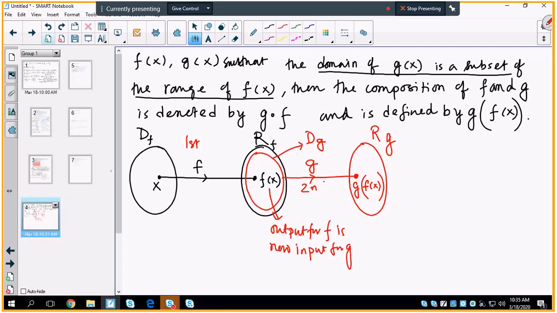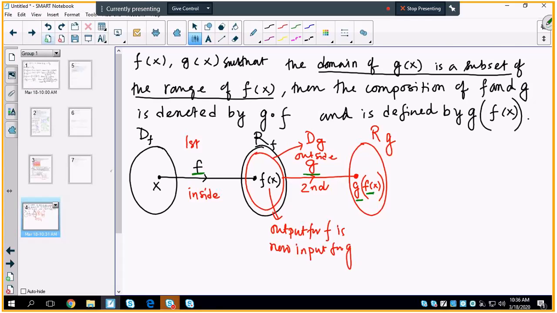In this situation, we call f the inside function and we call g the outside function. And you can associate the terms inside and outside with how we write g composed f of x. See, f is inside, so f is called the inside function, which is the first function to be executed, and g is outside, which is the second function to be executed.